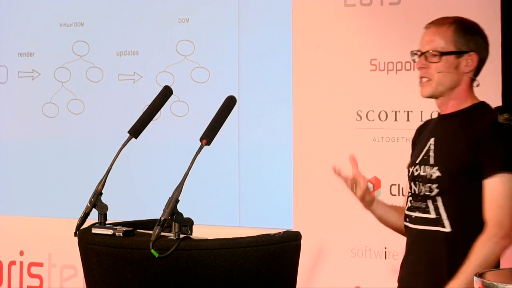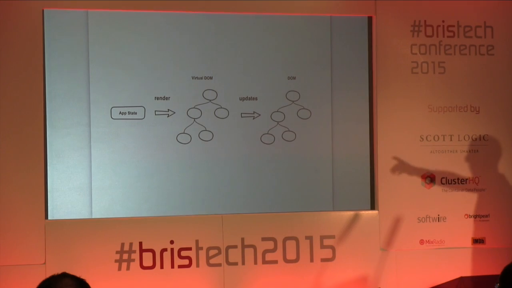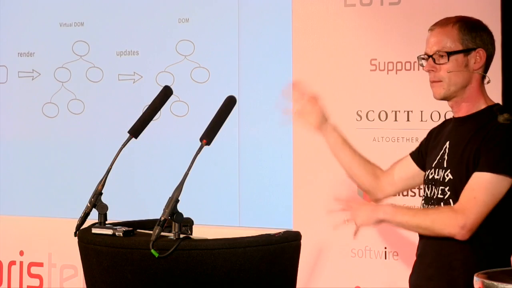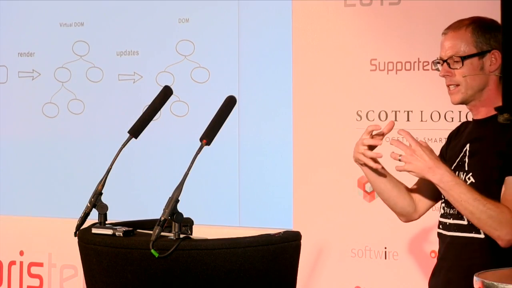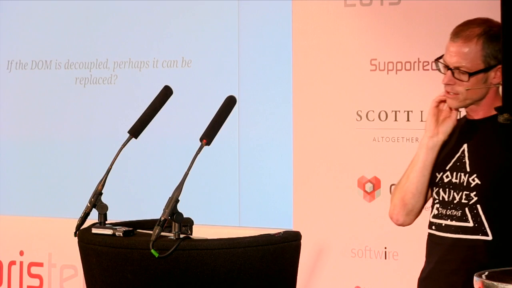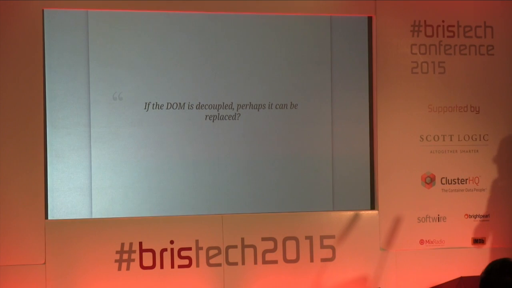But this is how, conceptually, it looks with ReactJS. You've got your application state that renders to a virtual DOM. That's then diffed with the real DOM, and updates are sent to the DOM. It gives us quite a separation. We've effectively got a pipeline. Application state is rendered to a virtual DOM. It's then sent through a pipeline to update the real DOM. We don't have this tight and deep coupling anymore, which is quite elegant. And it leads to the question, if the DOM is decoupled, perhaps it can be replaced.